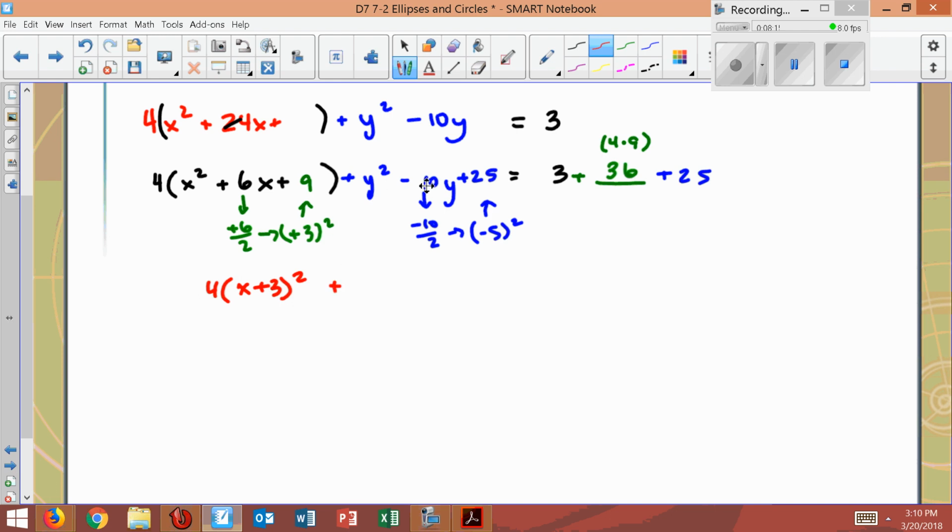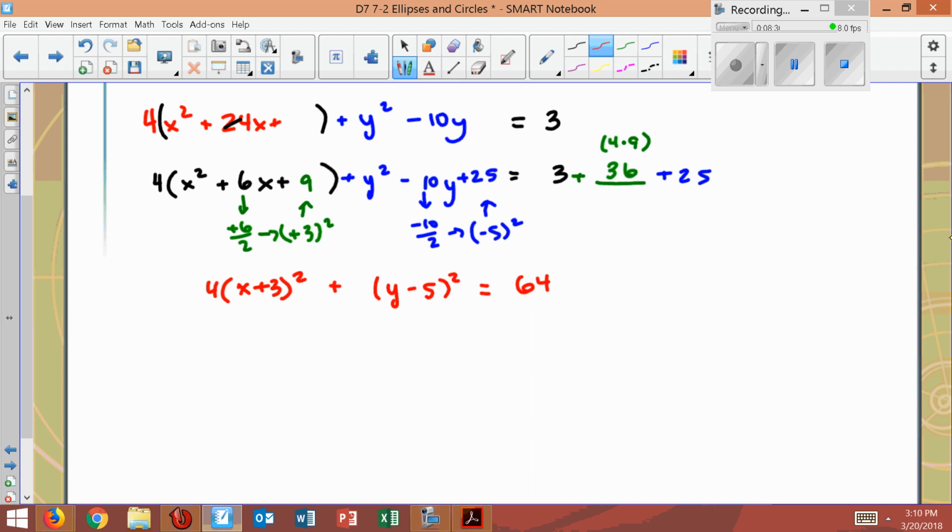Now over here, this makes a perfect square, and this one is y minus 5. If you remember, the shortcut is you just look at the number there. That's a +3. That's a -5. This will all equal, and now we add these up. 3 plus 36 is 39. Plus 25 more is 64.